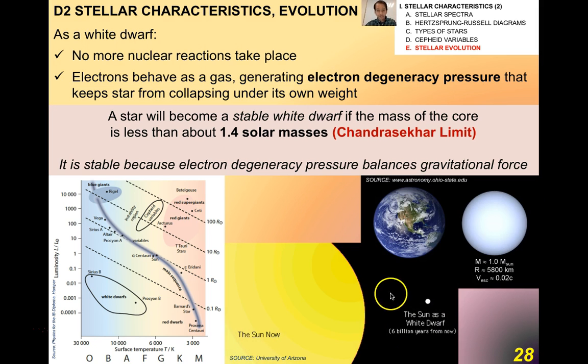All right, so here's a couple of diagrams showing you the relative sizes of a white dwarf. Okay, that is really small. Imagine about the mass of the sun concentrated into that sphere. Okay, we're talking about a pretty high density, right? It's about the size of the Earth.